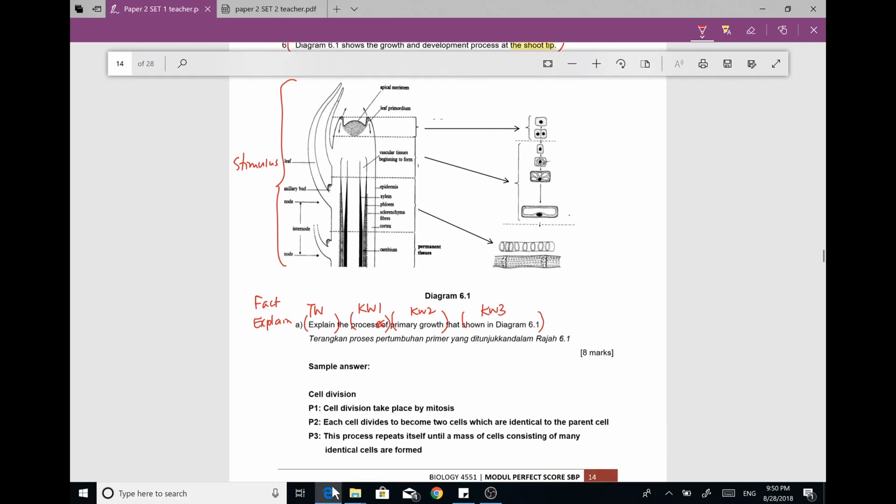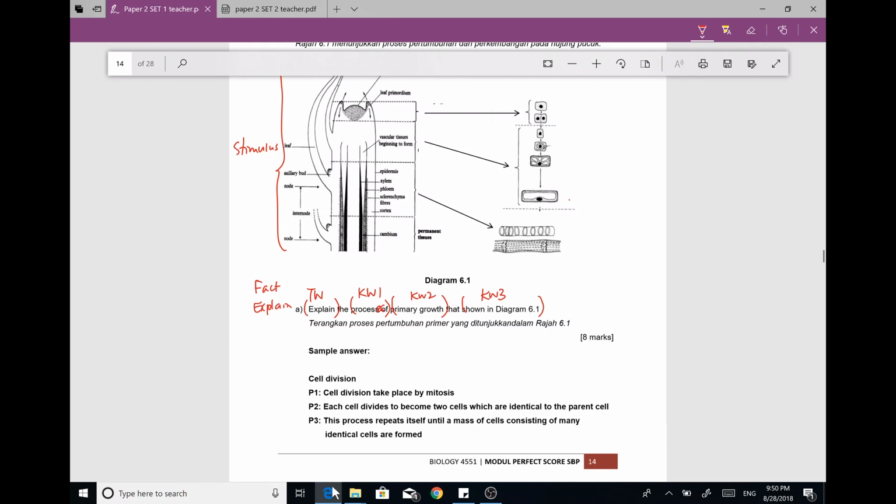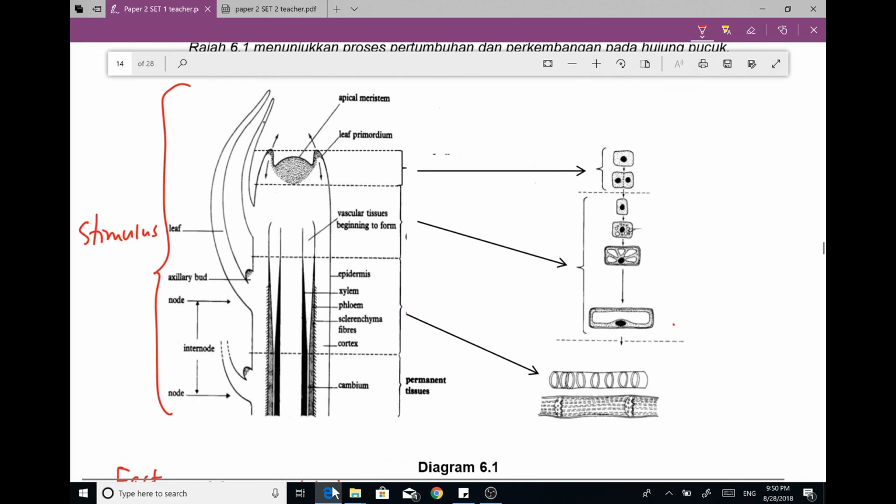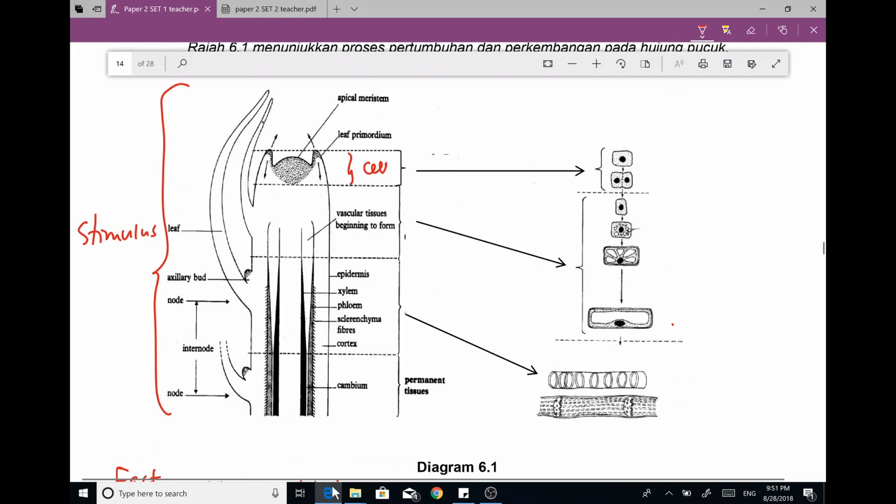Okay, so first things first, let's list down the processes of primary growth. So what are the 3 processes here? It would be cell division, cell elongation, and finally you have the permanent tissues here. So you have cell differentiation. So this would be my fact.